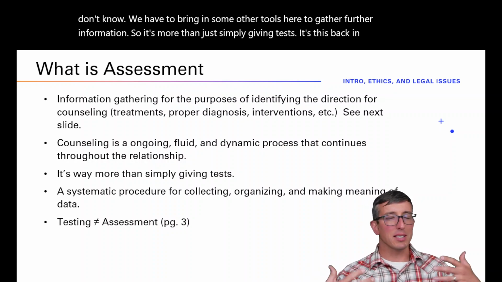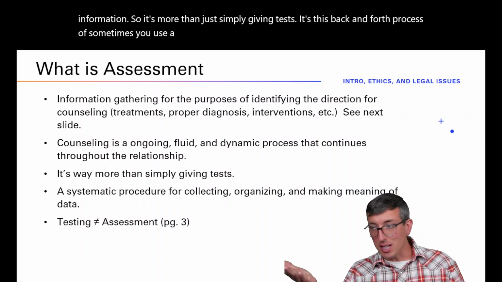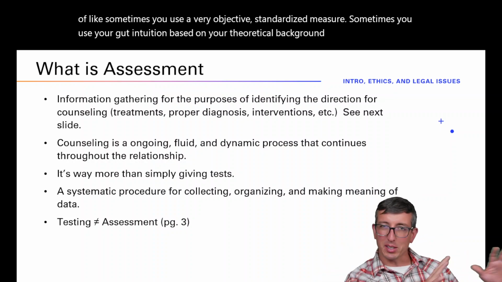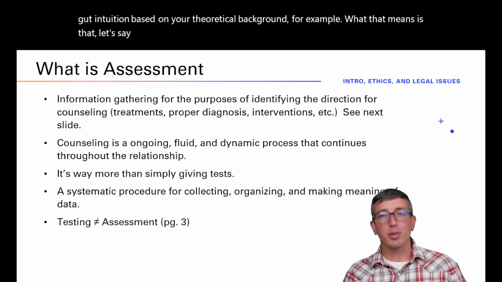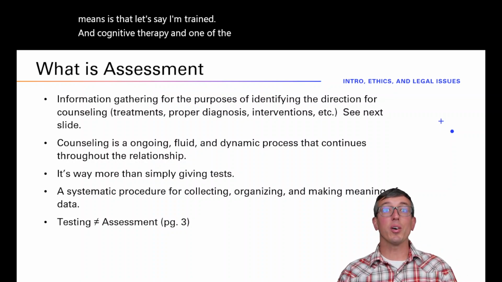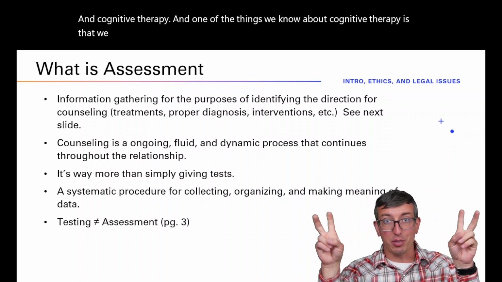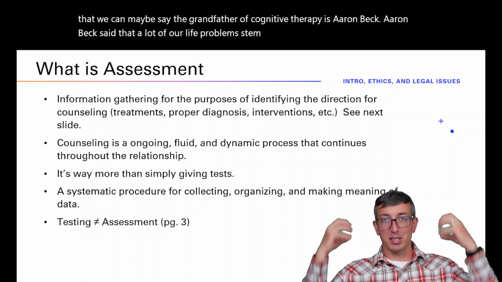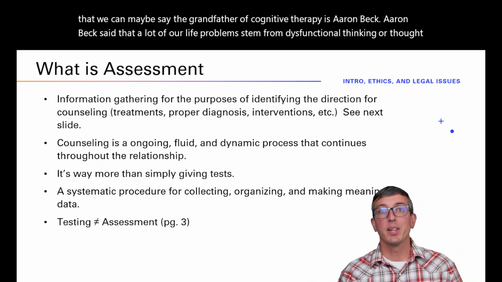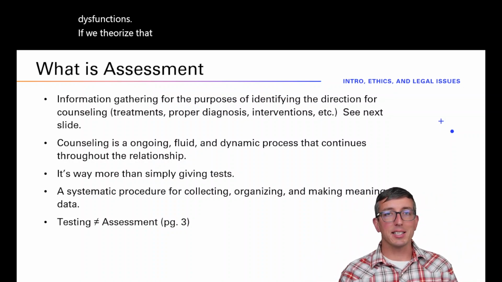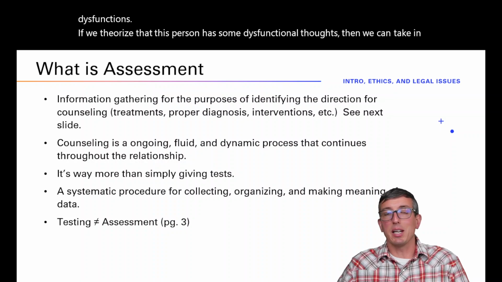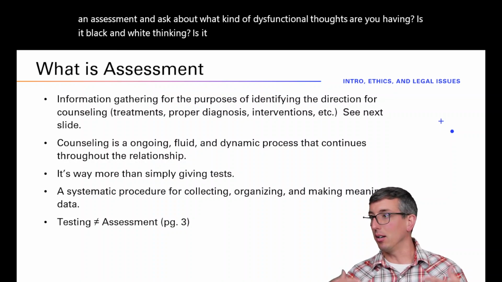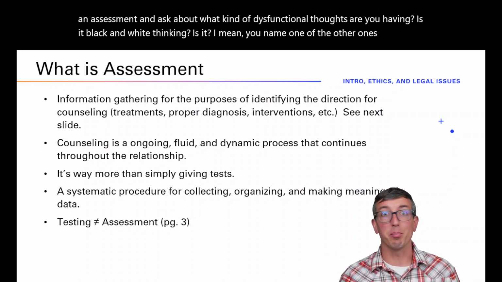It's this back and forth process where sometimes you use a very objective standardized measure. Sometimes you use your gut intuition based on your theoretical background. For example, let's say I'm trained in cognitive therapy. The grandfather of cognitive therapy is Aaron Beck. Aaron Beck said that a lot of our life problems stem from dysfunctional thinking or thought dysfunctions. If we theorize that this person has some dysfunctional thoughts, then we can take in an assessment and ask about what kind of dysfunctional thoughts you are having. Is it black and white thinking? Is it one of the other ones? Google them, there's a bunch of them.